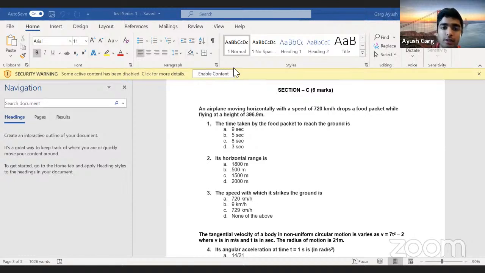An airplane is moving horizontally with a speed of 720 kilometers per hour and drops a packet while flying at a height of 396.9. So let's say an aeroplane is moving like this. The speed is 720. And then it is at a height of 396.9.